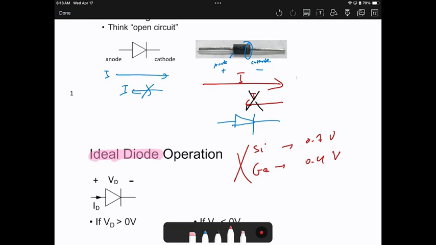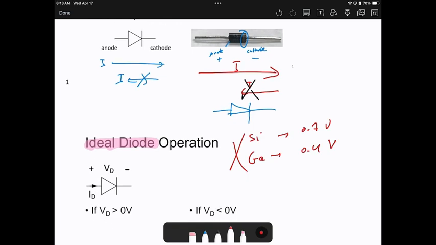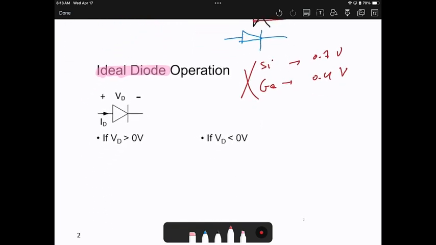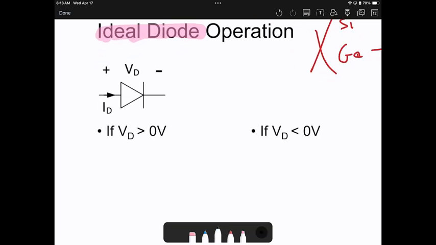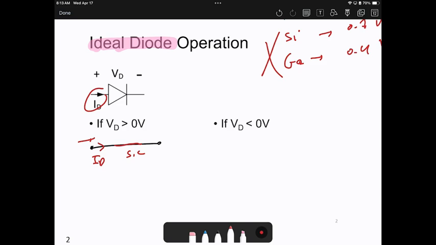It's an ideal diode. Okay? So in the model, when the applied voltage VD is positive, it will allow the current to flow in one direction, which means it will be replaced by a short circuit if the current is going this way. While if the current is going in the opposite way, the model of it will be an open circuit.